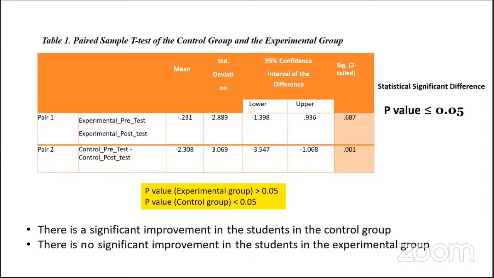As you can see, the p-value of pair 1, which is the experimental group, is 0.687 and it is greater than 0.05. This implies there is no significant development in the post-test marks of the students of the experimental group. Moreover, when we look at pair 2, which is the control group, the p-value is 0.001 and that is less than 0.05. Thus, it implies that there is a significant difference in the post-test marks of the control group.